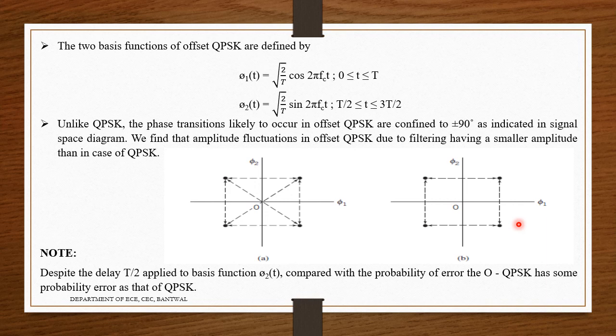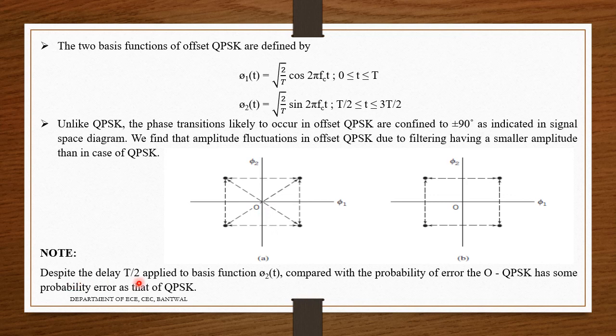We find that the amplitude of offset QPSK, due to the filter, is smaller than in the case of QPSK. So we are assuming that a small error can be observed in the normal QPSK, and in offset QPSK the error will be very small, but we cannot say it is 100% perfect. So a small amplitude error will be there, but compared to the normal QPSK, this offset QPSK waveform will have exactly a 90 degree phase shift, plus or minus 90, whereas in the normal QPSK it is not possible.